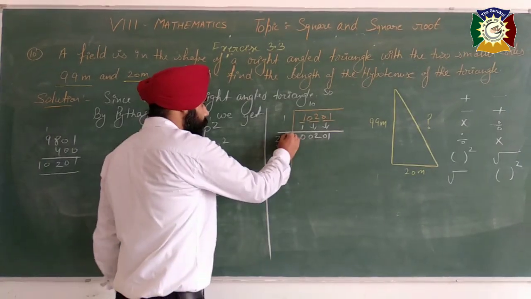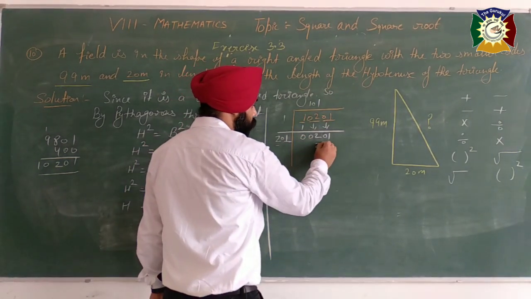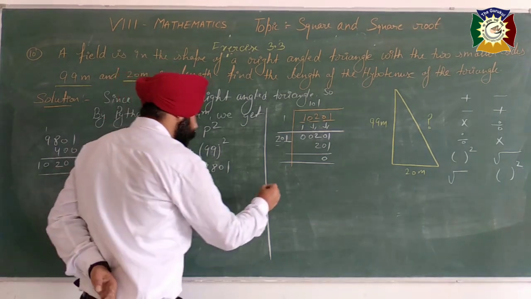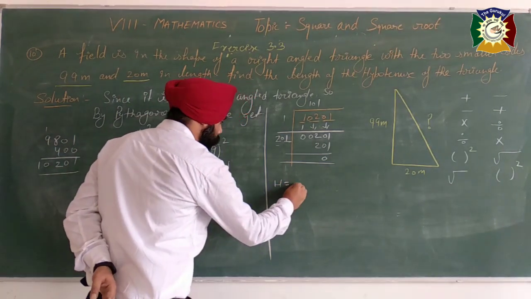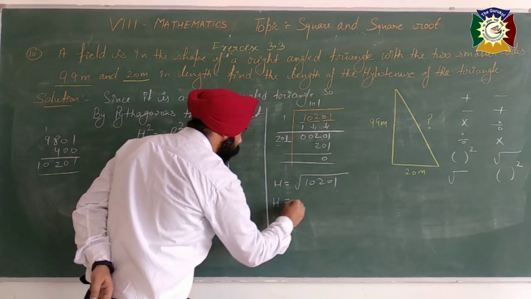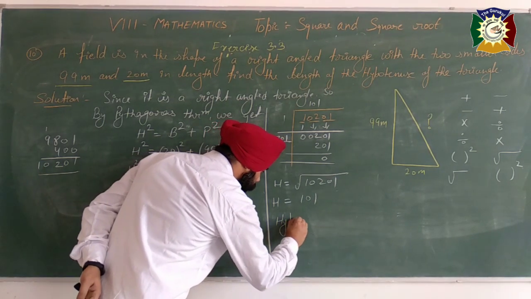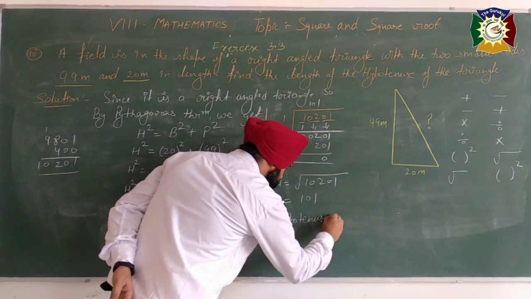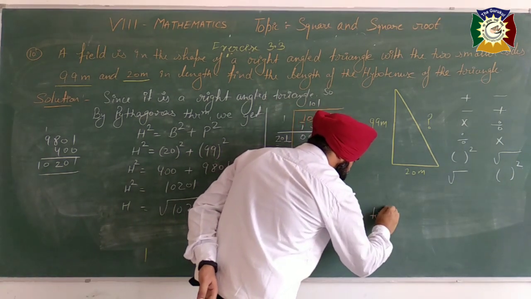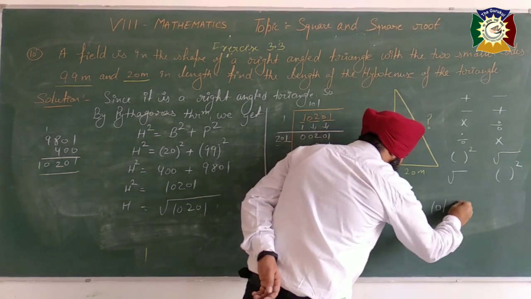So simple. That is 1 you have to choose. Write down 1. So 201 ones are 201. It stops here. So the square root of 10201 is equal to 101. It means the hypotenuse of the triangle is equal to 101 meter.